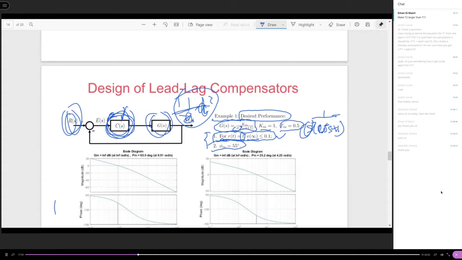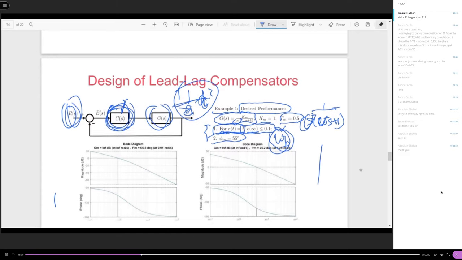Did you notice that I don't have a requirement on the bandwidth? If we do not have a performance requirement on the bandwidth, then we just say any bandwidth is fine. Normally, if you do not have the bandwidth requirement in the performance expectation, then a phase lag compensator is a good choice. You will see that.